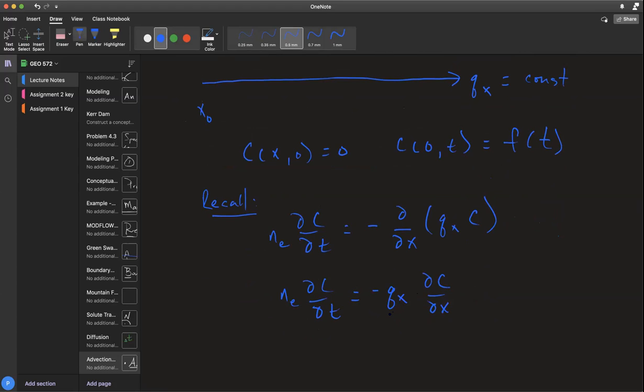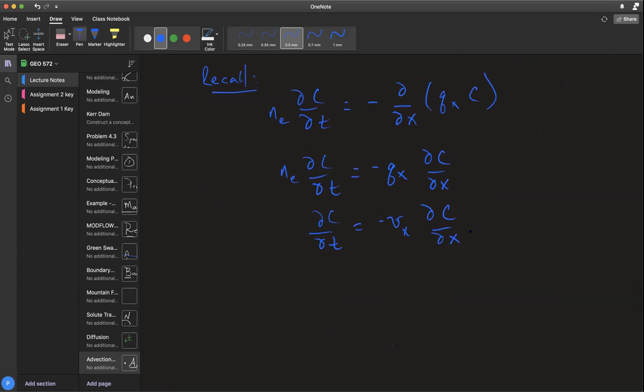And I can do one more thing here, and that is to say that dc/dt is equal to negative v_x dc/dx, where v is the fluid velocity, if we remember that v_x is equal to the Darcy flux over the porosity. All right.